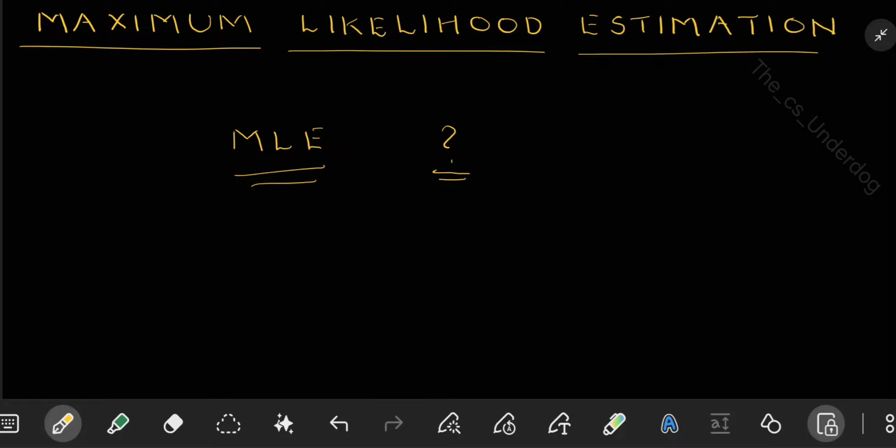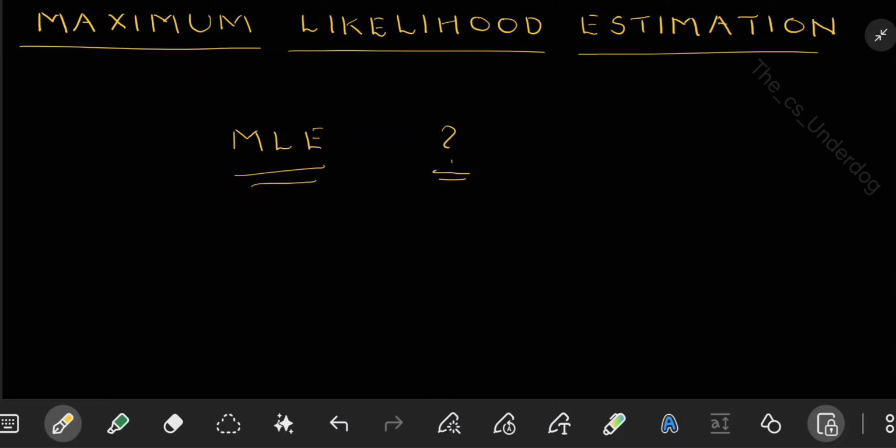We are going to clarify what exactly is maximum likelihood estimation, how to find it out, and what is the significance of finding this maximum likelihood estimation in a machine learning model. So the first thing you want to understand is MLE, maximum likelihood estimation. This is a statistical method for estimating the parameters of a probability distribution.